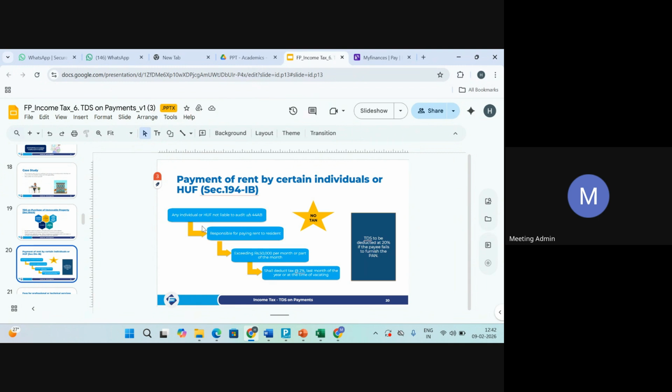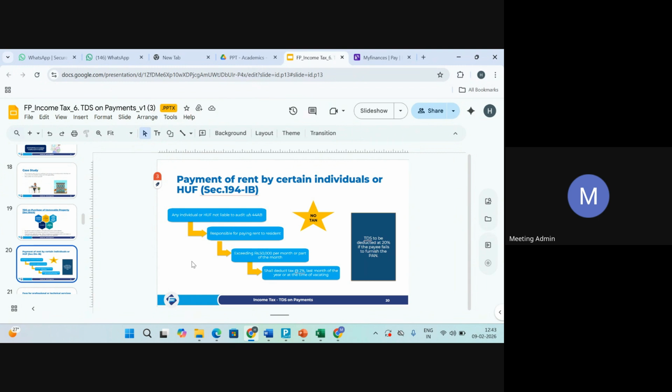An individual or Hindu undivided family not liable to audit under section 44AB, and responsible for paying rent to a resident, that is, a resident staying in India, where rent exceeds 50,000 per month or part of a month, shall deduct tax at 2% in the last month of the year. Okay, last month of the year means, for example, the month of February.